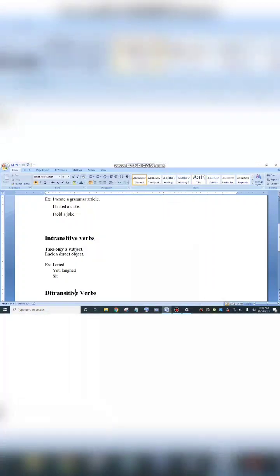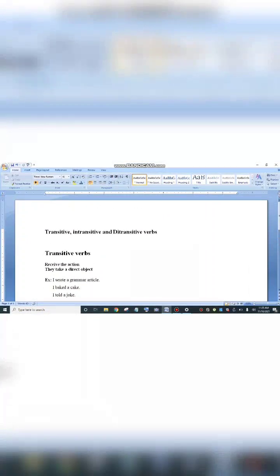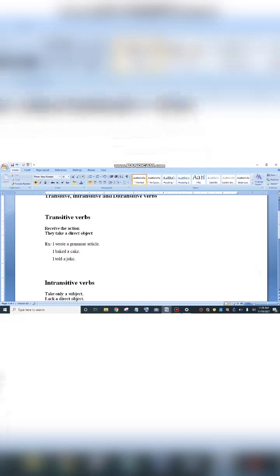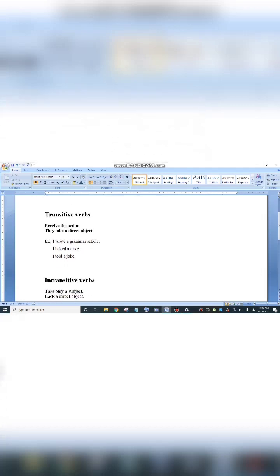Okay, so now let's discuss the transitive, intransitive and ditransitive verbs. Transitive verbs. Just remember the two things in order to know the transitive verbs. The two things are that transitive verbs receive the action and they take a direct object.